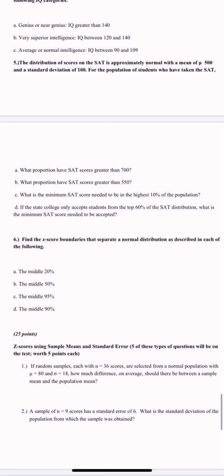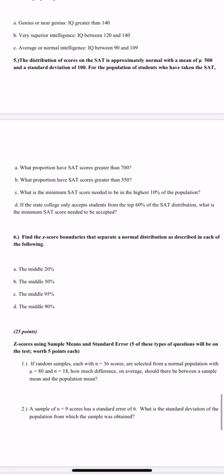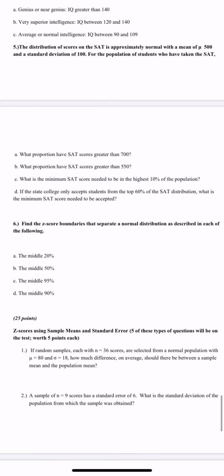Now it wants to know what the score is. So we use the formula to find x from z-scores, right? Which is z times standard deviation plus mean. So it's 1.28 times 100 plus 500 equals 628.